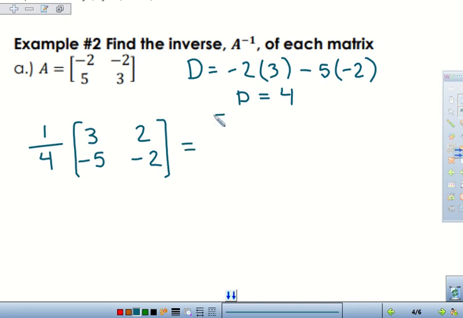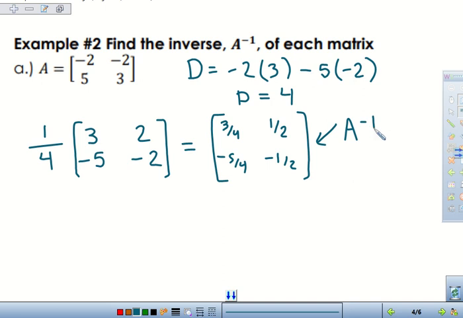Now what you're going to do is multiply everything by 1/4, or divide by 4. So this is going to be 3/4, -5/4. 2 divided by 4 is 1/2, and -2 divided by 4 is -1/2. So what we just came up with right here is what we would call A inverse. It's the inverse of the matrix A.